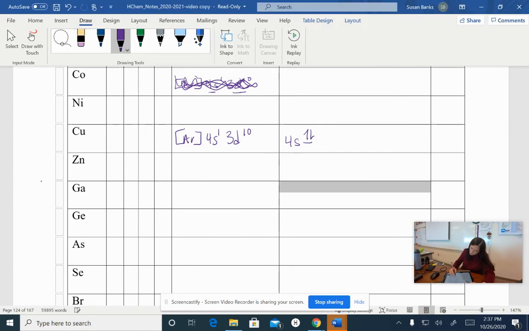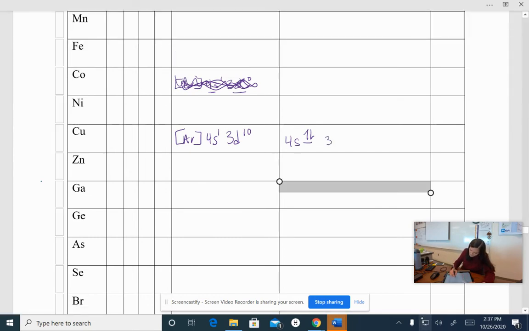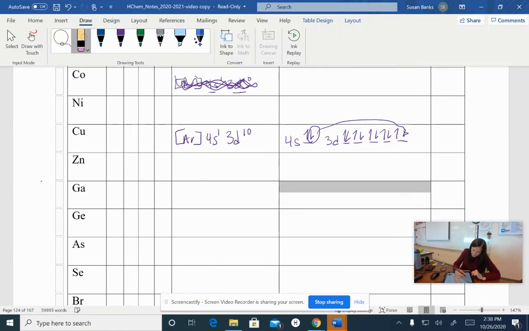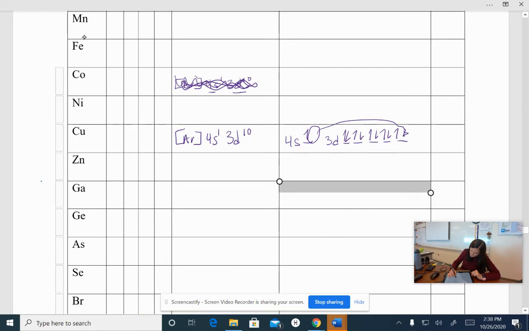Let's map it out really quick. We'll have 3d: 1, 2, 3, 4, 5, 6, 7, 8, 9. That's how you would normally write it. But this electron right here jumps up here, so we end up having it looking kind of like this.